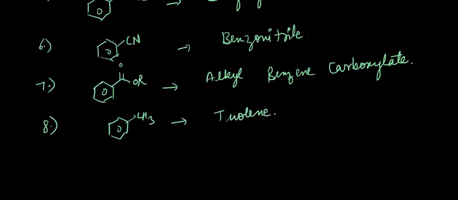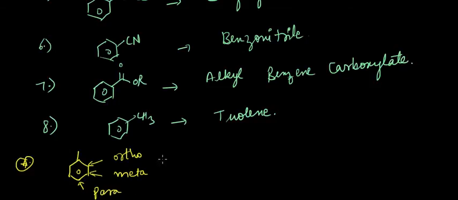Okay, I also just want to mention the ortho, meta, para positions of a benzene. These positions are relative to a substituent attached to the phenyl ring. So this will be used in the later part of our video series. This position is ortho, this is meta, and this is para position. So for now you just have a look at this.